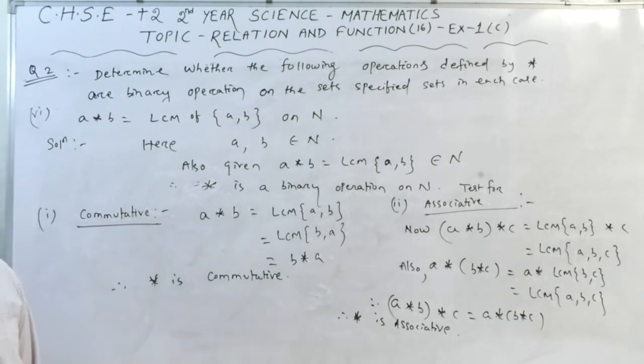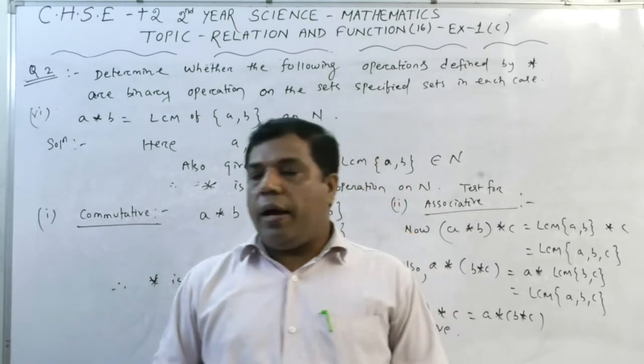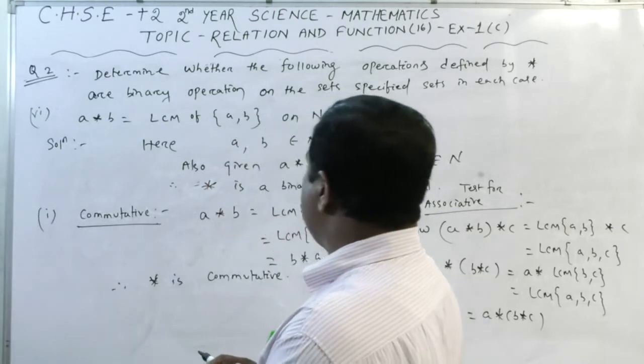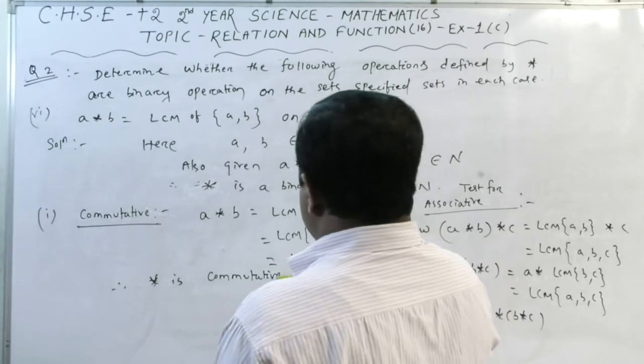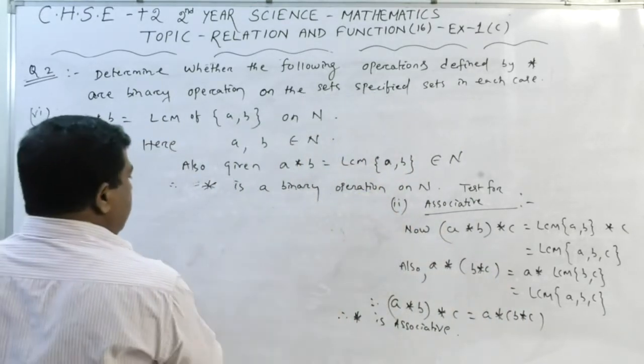Okay. Now we are going to check the existence of identity. Okay. So as it is commutative and it is associative, now we are moving to check the identity.